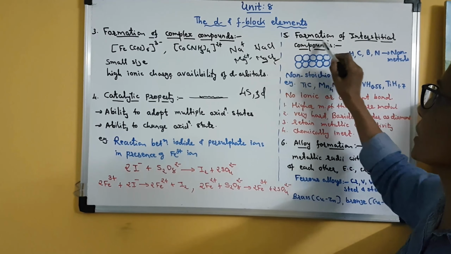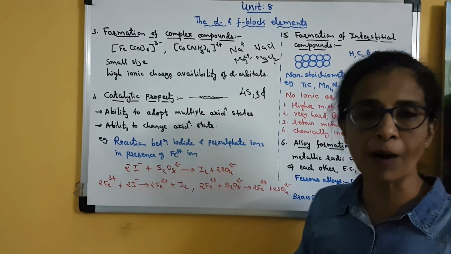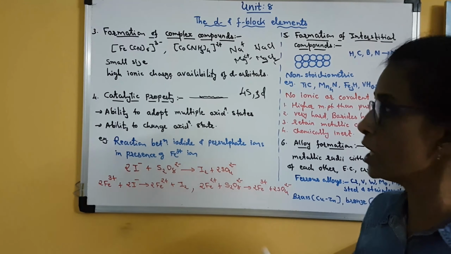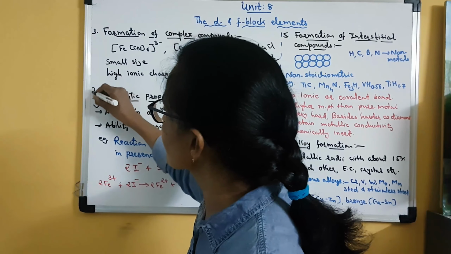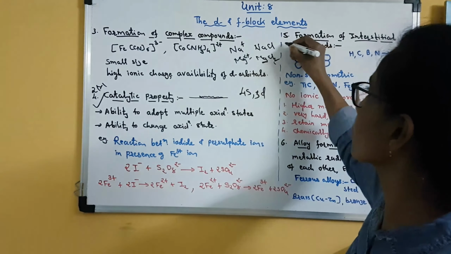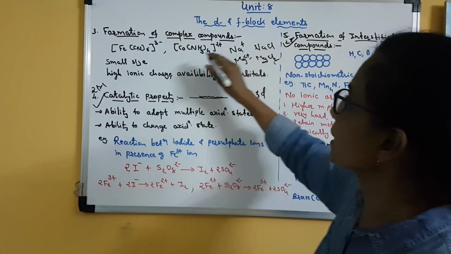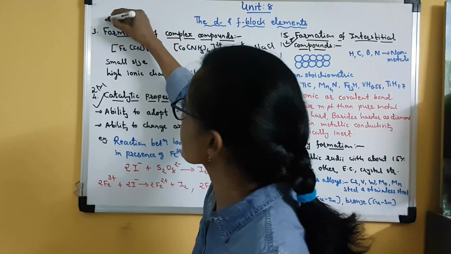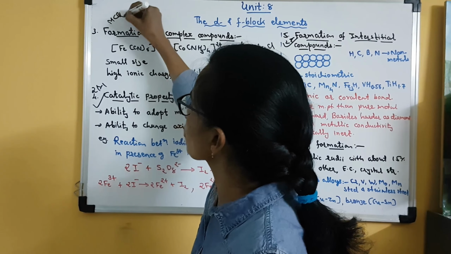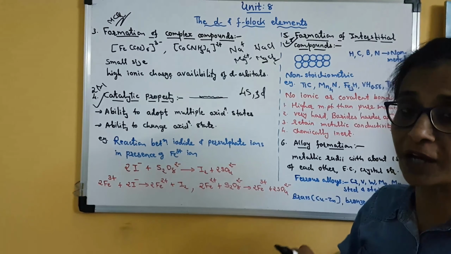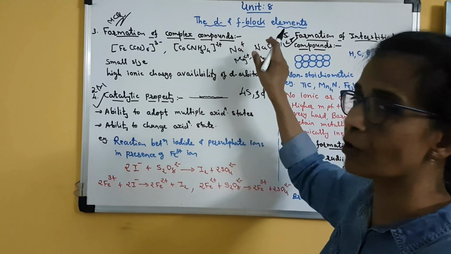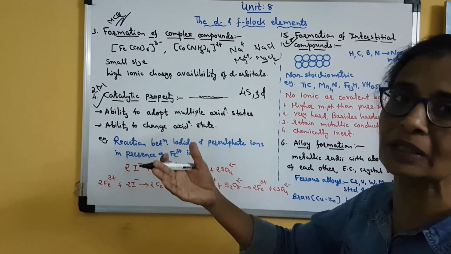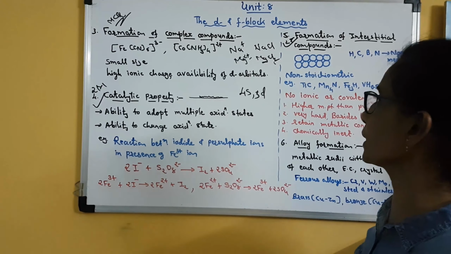Now the next topic is formation of interstitial compounds. This is again very important. It is asked in a 2 marks question. So these two topics are generally asked in 2 marks questions. Clear? And as this topic is not discussed in much detail, you can be asked in MCQs. Which of the following is not the factor responsible for formation of complex compounds? Then 3 factors will be these only, and the 4th will be something different. Clear? So that type of question can be asked.